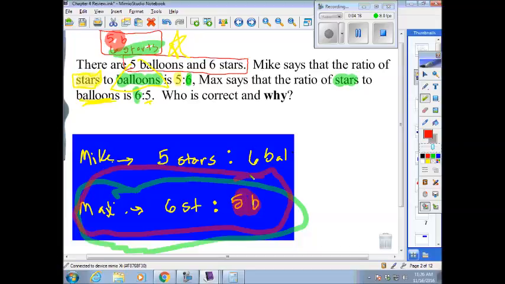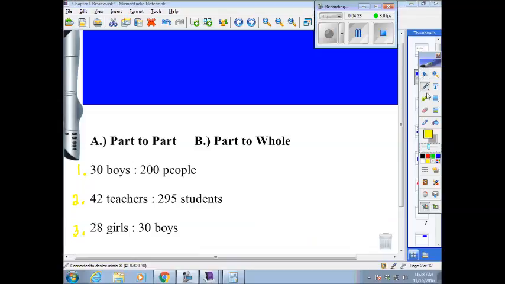Very simply, if you write this on the test, I'll count it right 100 times out of 100. Because order matters. That's it. The order in which you list a ratio matters. All right? Okay, look here, guys.